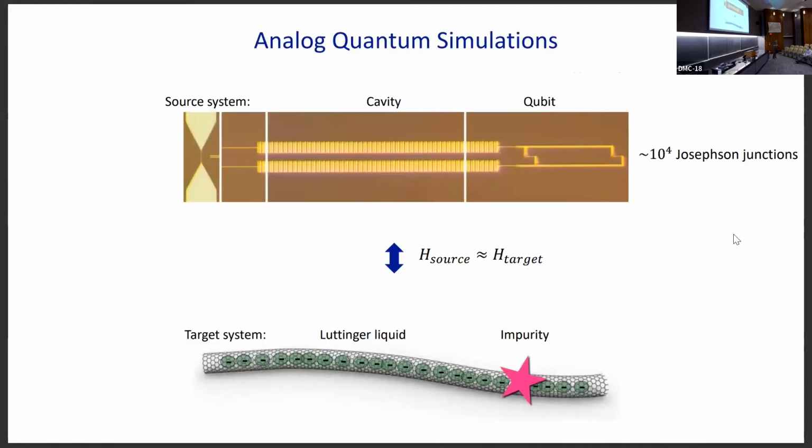So I will talk about an approach to quantum simulation, which is called analog quantum simulations, where the idea is that we design and build a physical device, a circuit. In this particular case, it consists of a cavity and a single qubit. And our goal is to build the circuit in a way such that its Hamiltonian is the same, at least in some parameter range, to a Hamiltonian of another target system, which can be some many-body problem, like a Luttinger liquid with an impurity or something else.